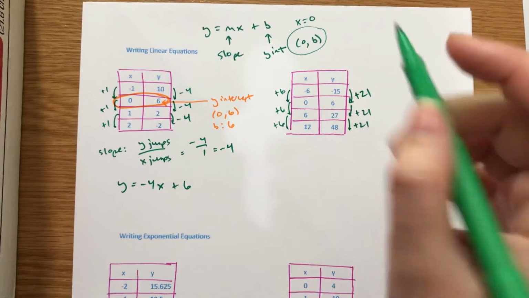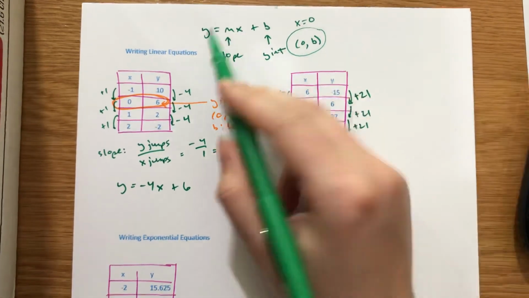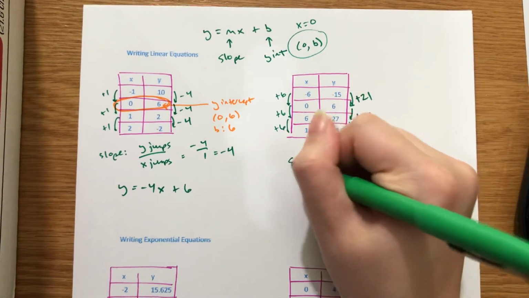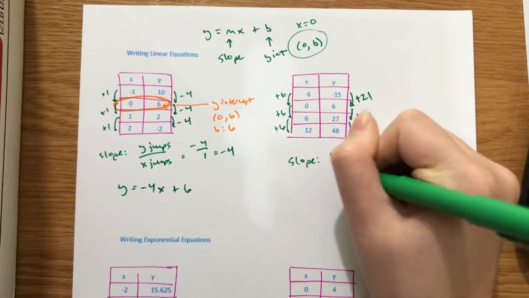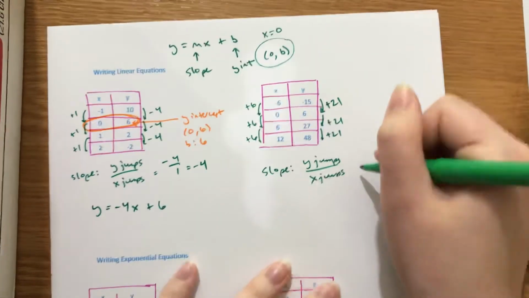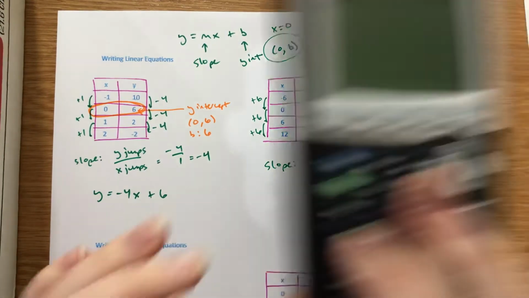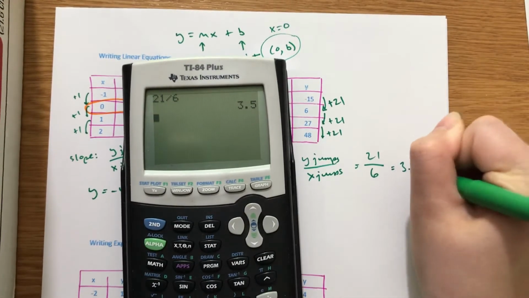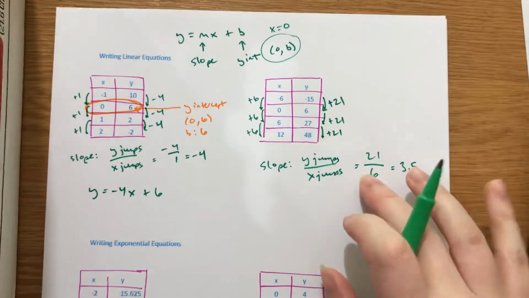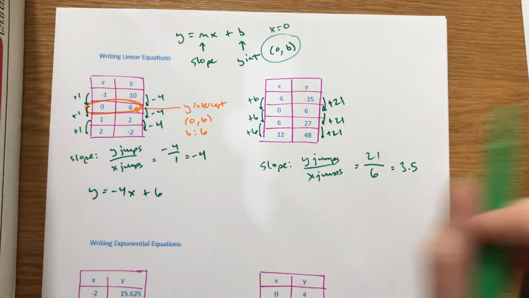So to figure out your slope, again, you need to find slope and y-intercept. So we have to fill in y equals mx plus b. To find your slope, it's your y jumps over your x jumps. In this case, it would be 21 over 6. If you use your calculator, 21 divided by 6 is 3.5. You can leave it 21/6 too, or you can reduce it. 3.5 works.